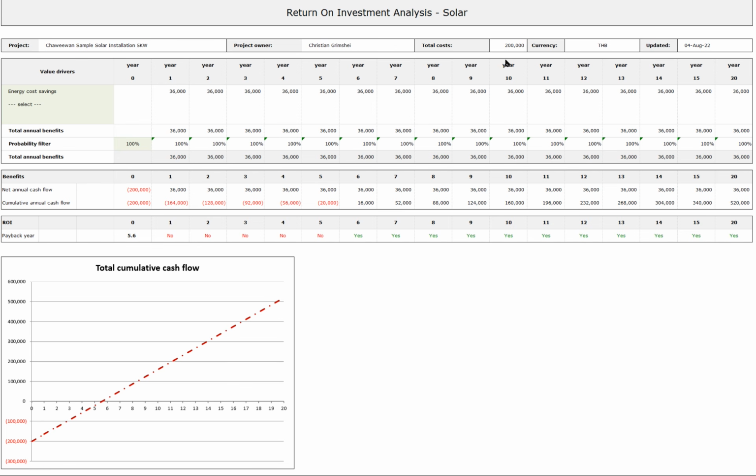This is an assumed price of a system, 200,000 baht, 14 panels. Now I'm talking about our own systems, obviously. 200,000 is quite the standard price now. There can be variation around that, but we'll just use that as an example.